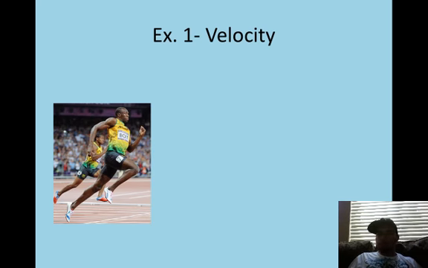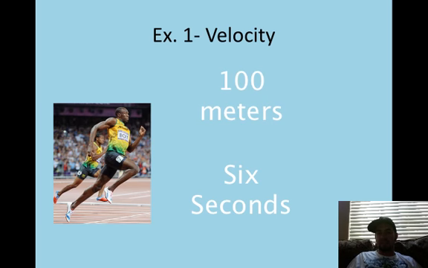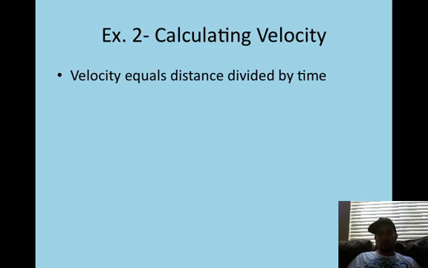For the most part, we're not going to be using miles per hour. Let's say he's able to do the 100-meter dash in 6 seconds. So that's 100 meters in 6 seconds. What's his velocity? Well, velocity is a translation that shows the relationship between time and translation. So that means he's traveling 100 meters in 6 seconds. This is example 2. Go ahead and write this down.